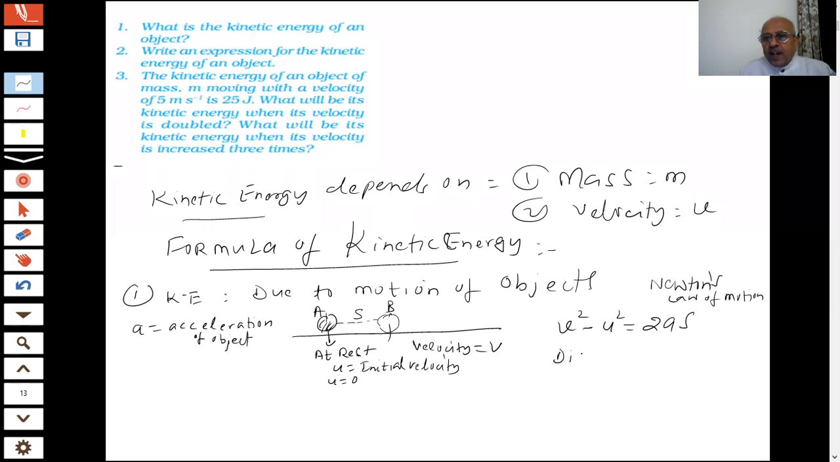So if we want to find the displacement, students, what will be the value of the displacement? V square minus U square by 2a. This will be my displacement. Divide by 2a, and I will get the displacement. So this is my displacement, S is equal to V square minus U square by 2a. These are the equations of motion which we studied.